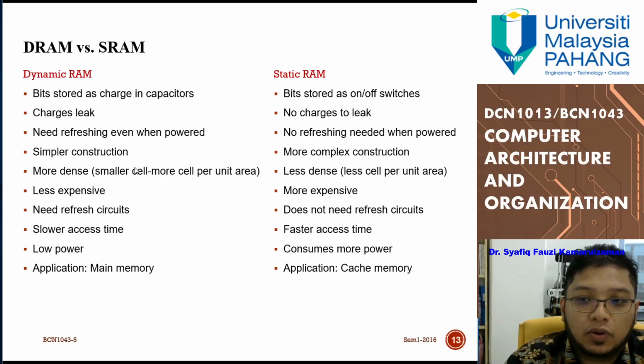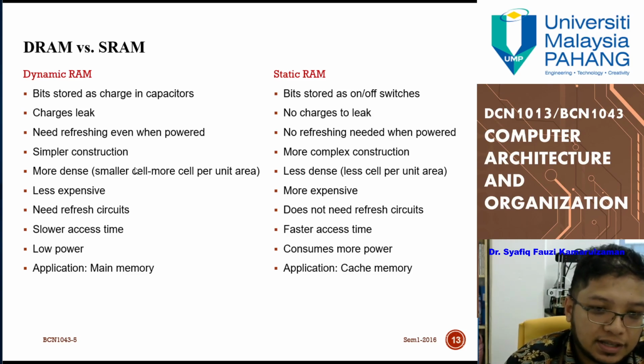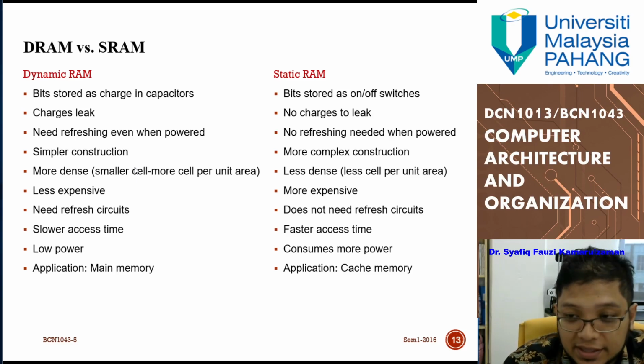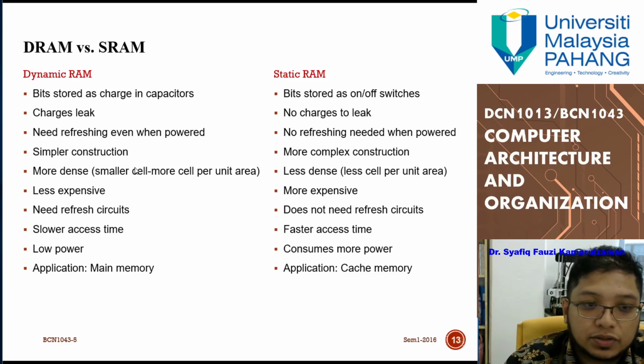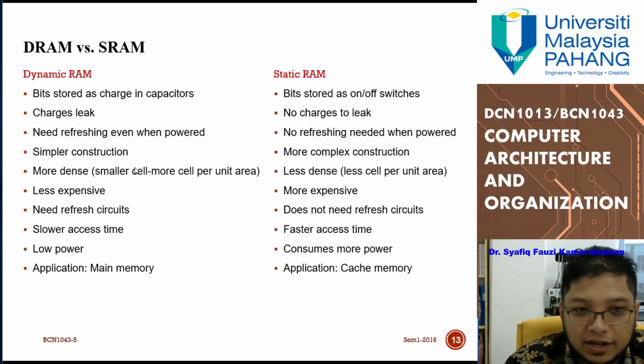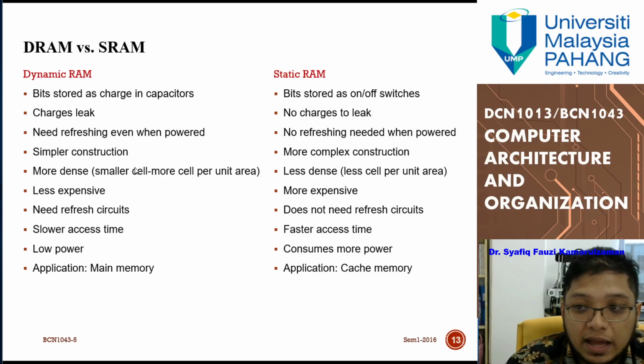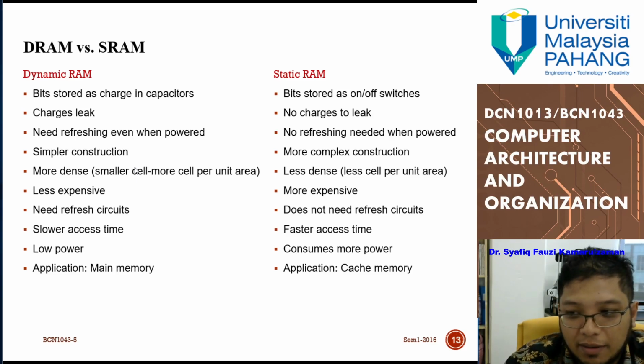Usually dynamic RAM is less expensive and static RAM is more expensive, if you compare to the capacity of the memory itself. So with DRAM you need refresh circuits, while static RAM doesn't need a refresh circuit. DRAM has a slower access time, static RAM a faster access time. DRAM uses low power, while static RAM consumes more power because you need to turn the switch on and off.